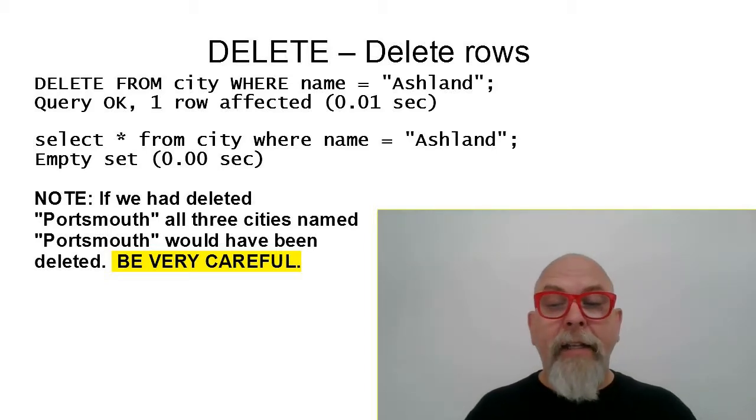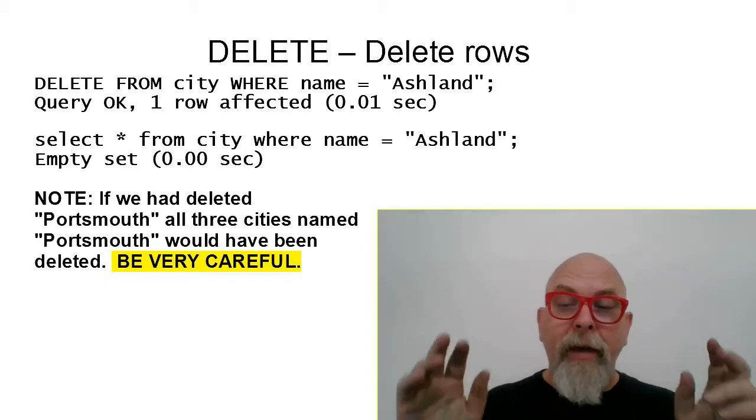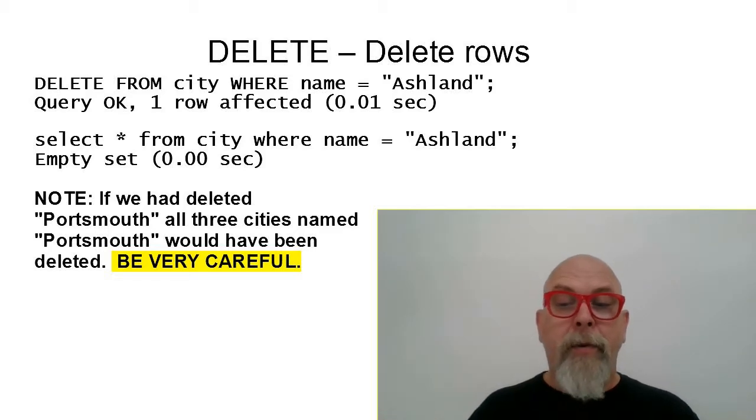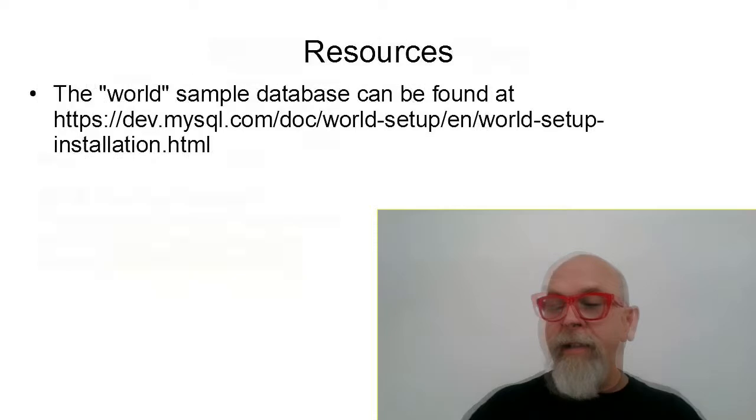Now, if I had deleted the city name Portsmouth, it would have deleted all three Portsmouths: Portsmouth, England, Portsmouth, Virginia, and Portsmouth, Ohio. So again, be extremely careful when you're working with the delete statement.